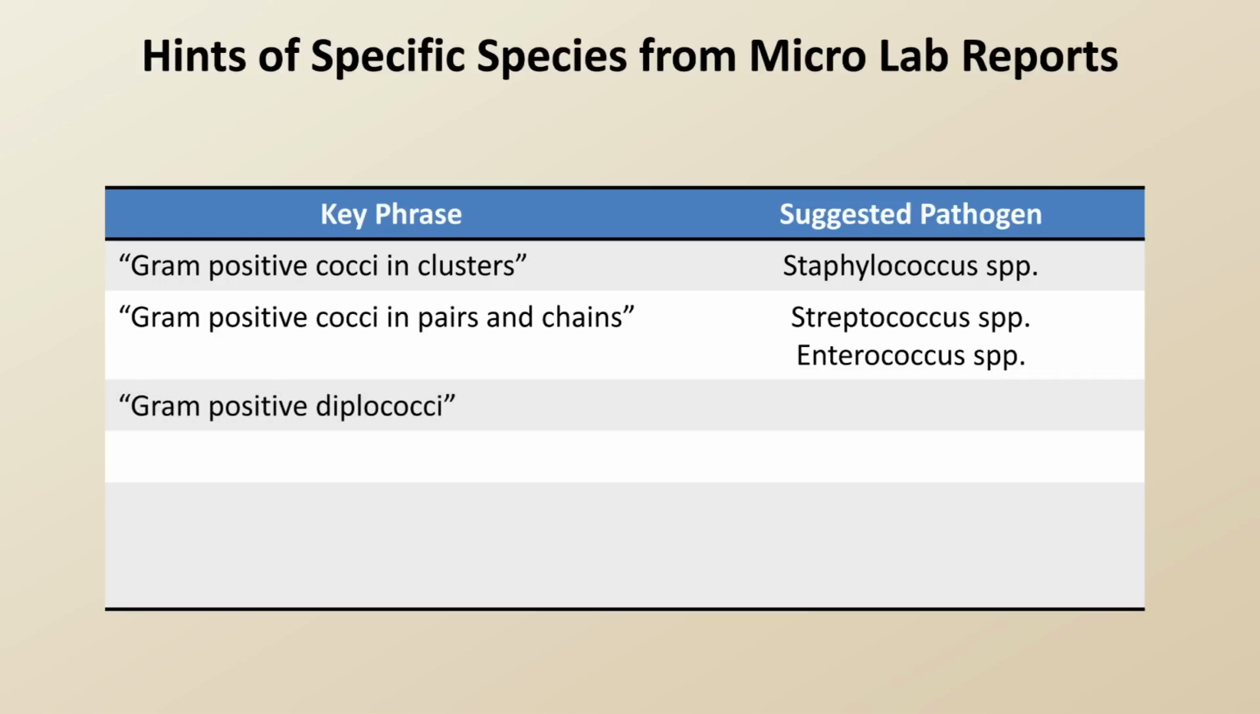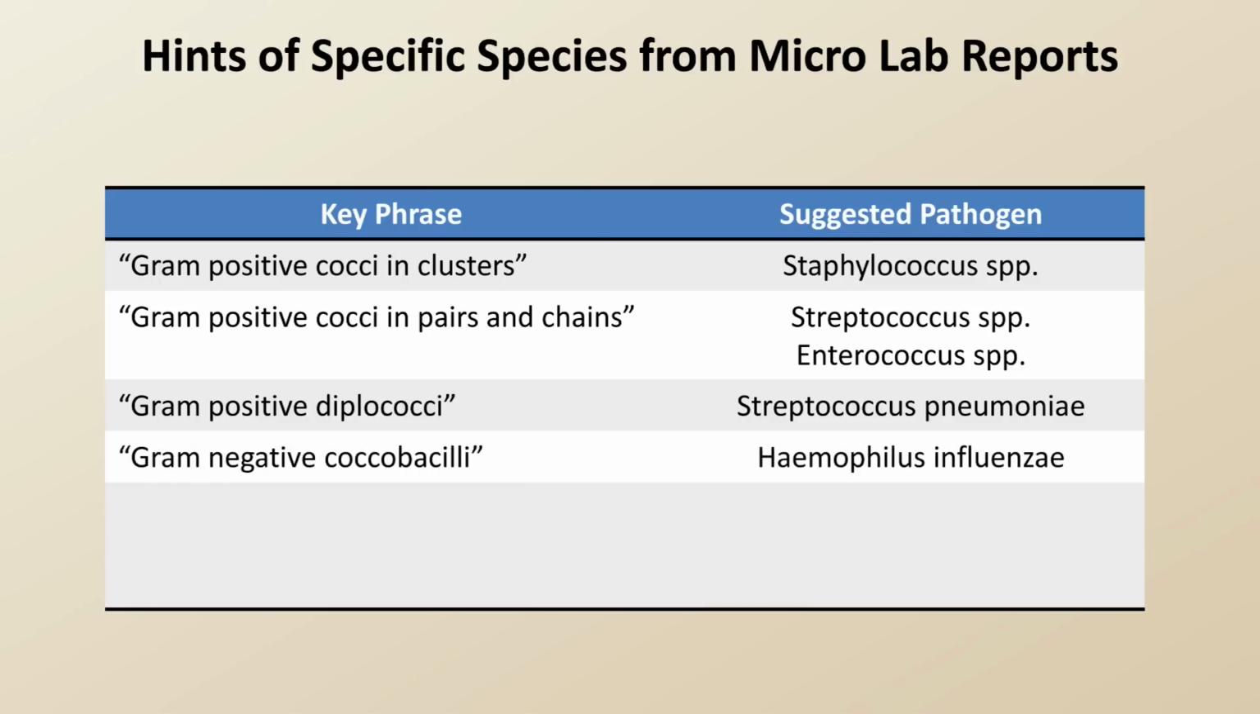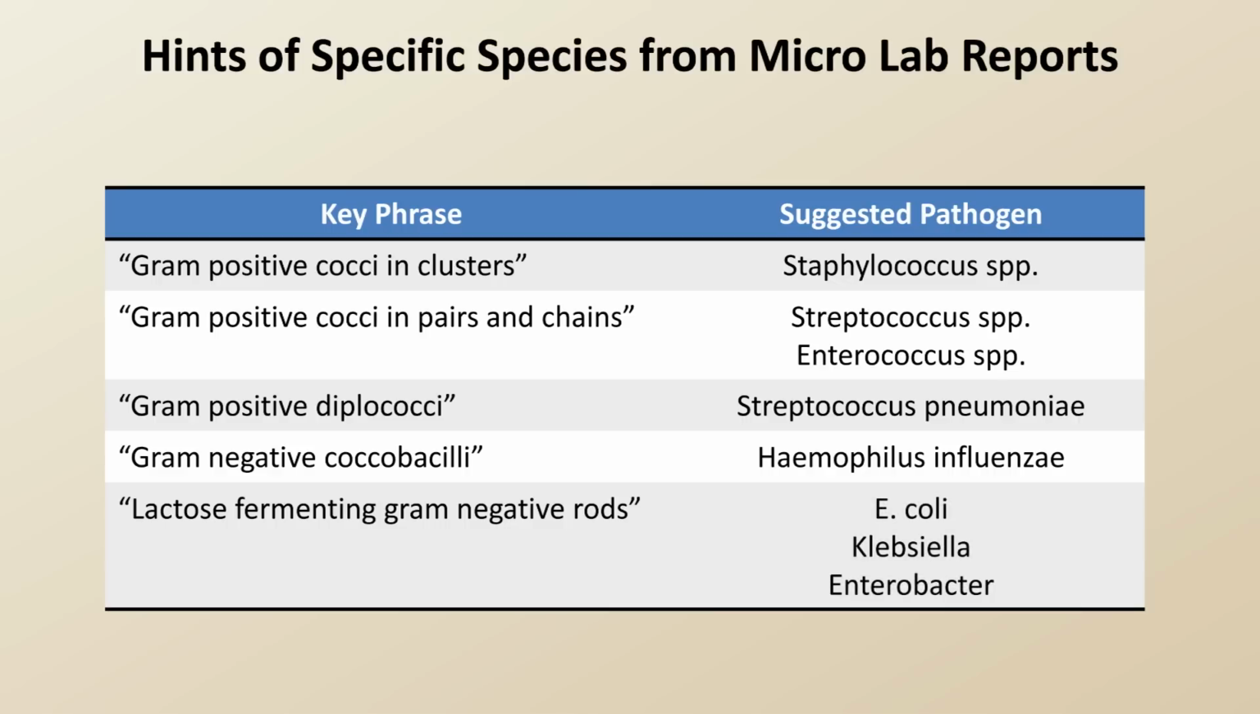Gram-positive diplococci suggest strep pneumo. Gram-negative cocobacilli usually turn out to be H. flu. And lactose-fermenting gram-negative rods is a code phrase for E. coli, Klebsiella, or Enterobacter.